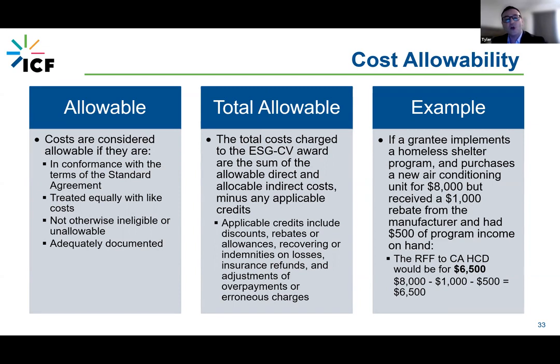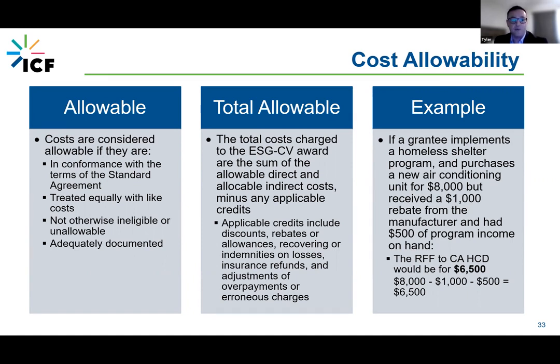Further, the total costs charged to the ESG CV award are the sum of the allowable direct and allocable indirect costs minus any applicable credits. An applicable credit includes discounts, rebates or allowances, recoveries or indemnities on losses, insurance refunds, and adjustments of overpayments or erroneous charges.